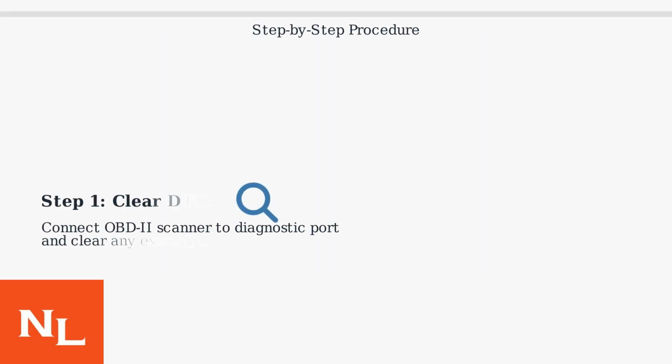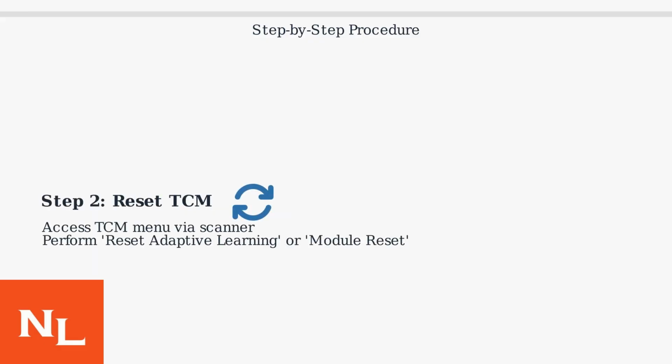First, use your OBD2 scanner to clear any existing DTCs. Connect the scanner to the vehicle's diagnostic port and scan for codes. Then, access the TCM menu and perform a Reset Adaptive Learning or Module Reset. This clears the module's stored data.